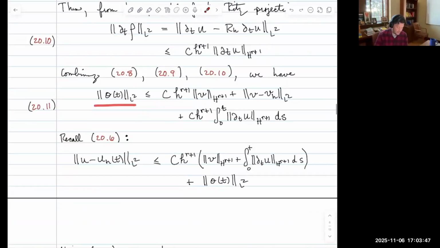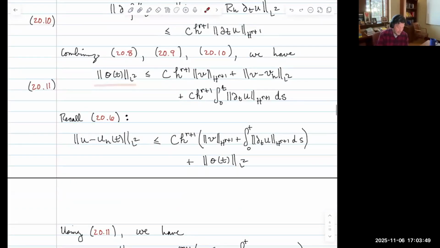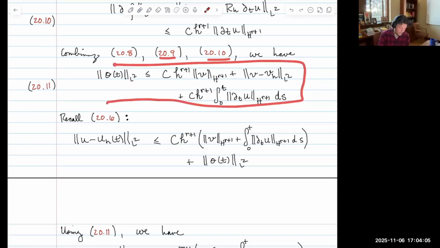Norms that I now have estimates for. And I get an estimate for theta of t in the L2 norm. So 20.8 told me something about the size of this guy, and I replace it by 20.9 and 20.10, allowing me to conclude this estimate here.